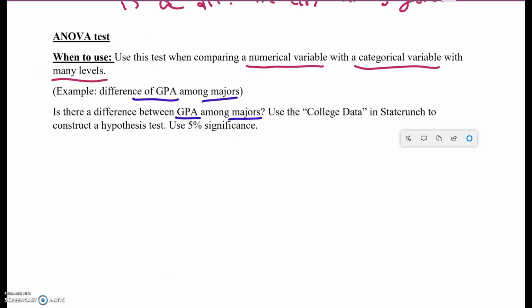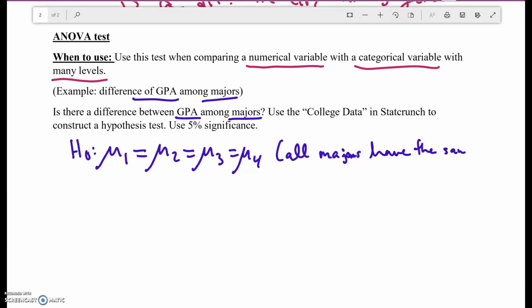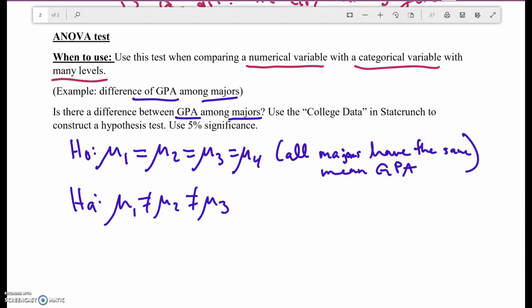So the way that we set up our hypothesis is going to be the following. H0 is going to be that the mean of the first major is equal to the mean of the second major, which is equal to the mean of the third major, which is equal to the mean of the fourth major. This means that all majors have the same mean GPA. That's how you're going to write it. So this is the mean of every individual major. HA is going to be that no, they are different, or at least one of them is different. So there is a different mean GPA somewhere.